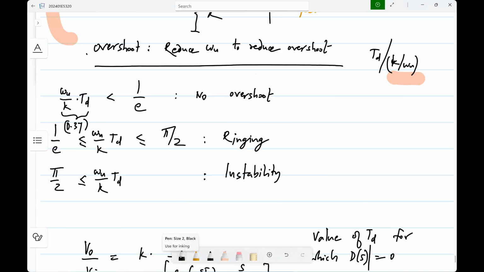Of course, you can tolerate a little bit of ringing. It's not that bad, but not too much of it. As you go on increasing the delay, at some point it becomes outright unstable. That is, if the delay becomes pi by 2, approximately 1.5 times the ideal time constant, then it becomes unstable. But of course, long before that, it's unusable, because you can tolerate a little ringing, but not too much.